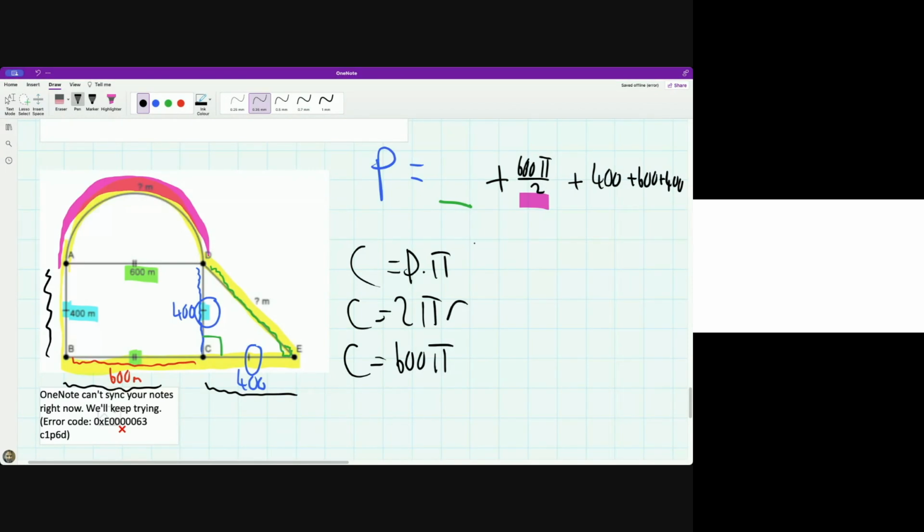Okay, I need someone to help me with my Pythagoras now as well. We'll call this x. X is equal to the square root of 400 squared plus 400 squared, by Pythag. Can a friendly face help me out with the green distance here? What's this distance over here going to be?